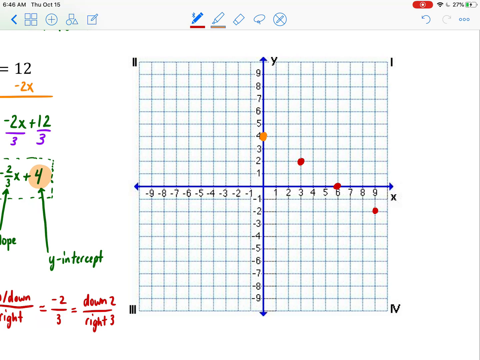And then if you're going down 2, right 3, you can also go up 2, left 3. So what I'm going to do here is take this point, go up 2, left 3, and put a new point right there. Yeah? So up 2, left 3, again and again. And now we have a nice line. So we're going to go ahead and connect that line. And we have graphed the line here.